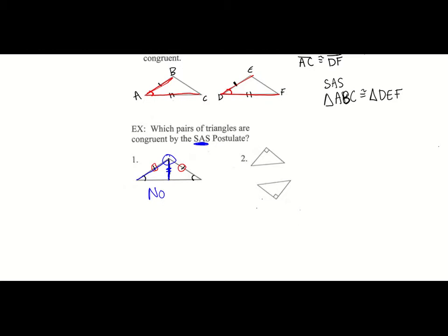Let's look at number 2. We are given that this side and this side are the same, and this side and this side are the same. Okay, so let's look. We know we have our two sides that are matched up. Now we need that angle in between where our two sides come together. So we have our two red lines coming together at this 90-degree angle in both triangles. So in this case, it's going to be side angle side. Yes, we can use it because that angle is included.